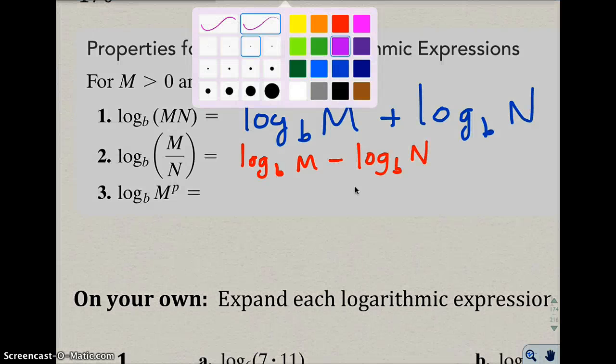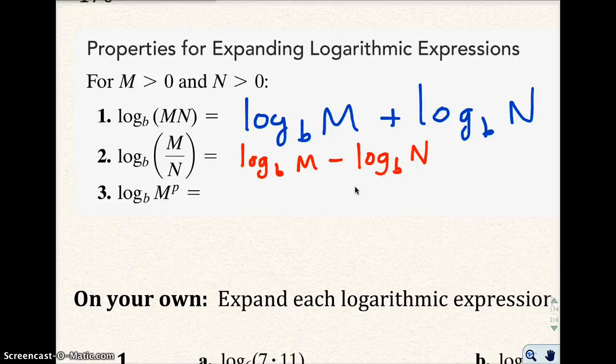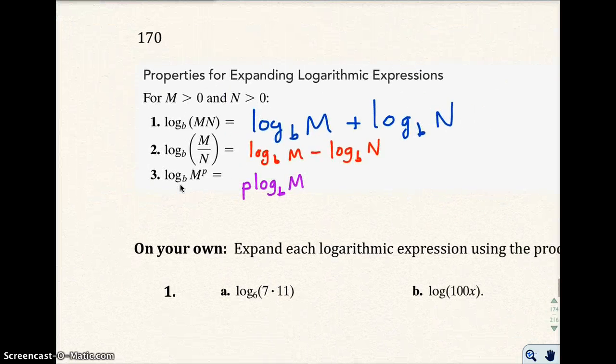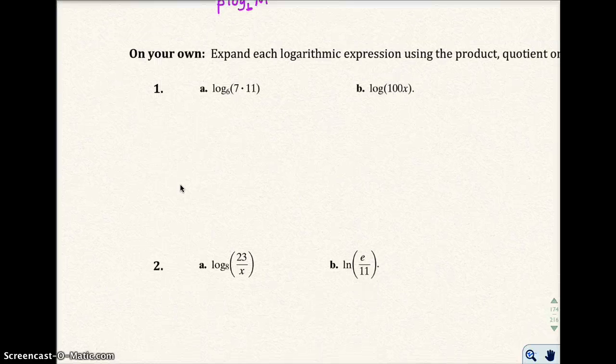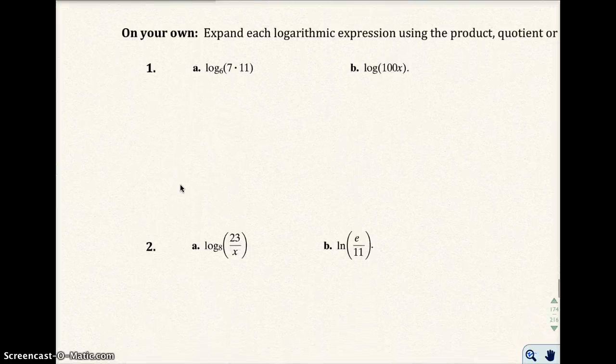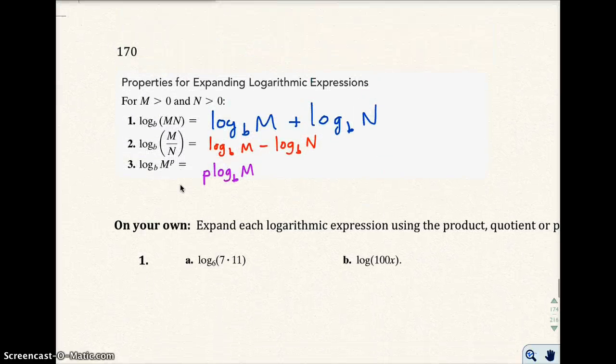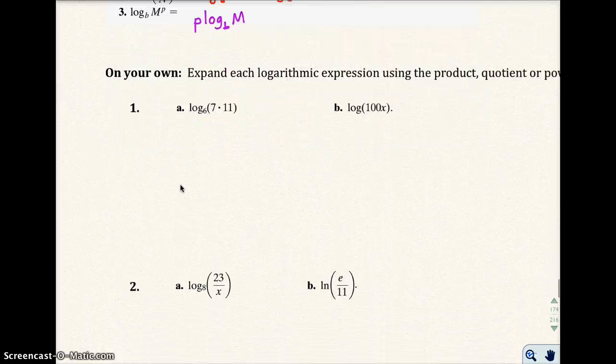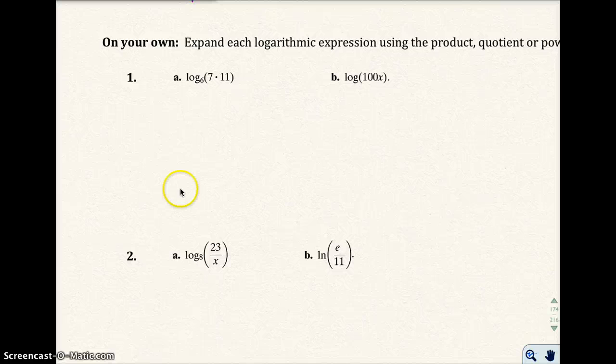And then in number 3, here we have the logarithm of a number with an exponent. You can bring that p out front, so that's p times log base b of m. That's the summary of what we just did on the other page. So on your own, go ahead and do the next few problems on this page using the rules for logarithmic expressions, and pause the video. Then I'll restart the video and check your answers.